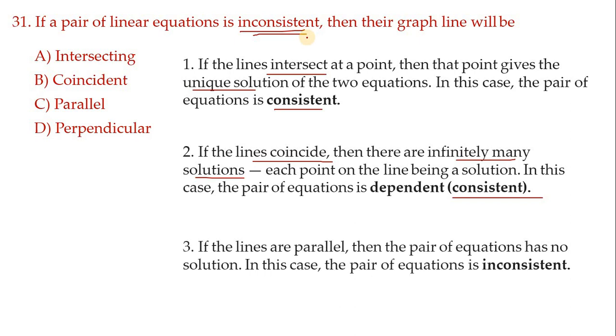So inconsistent means which do not have a solution. For which kind of lines will they not have a solution? That is for parallel lines. That is what they said here. If the lines are parallel, they have no solution, it is inconsistent. Hence the correct option is C, parallel. Move on to the next one.